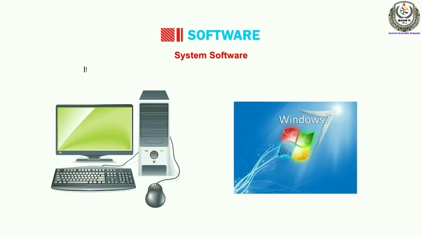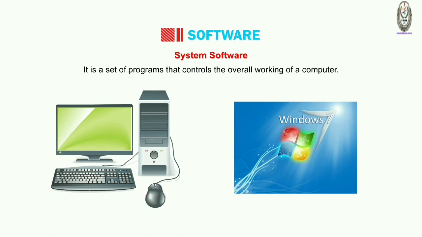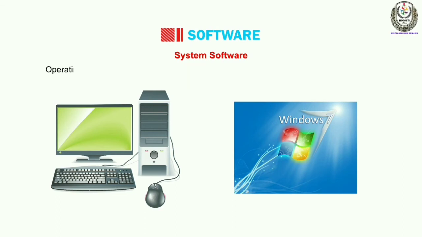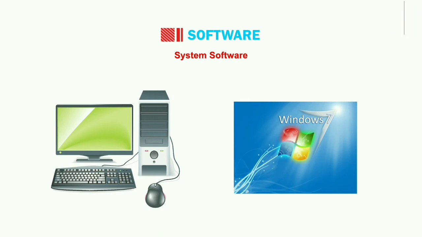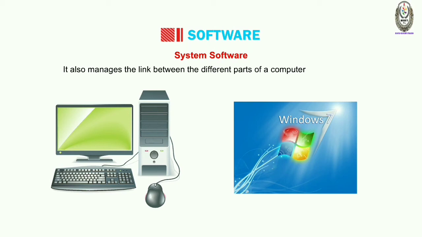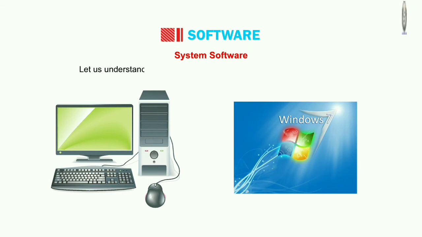Let us find out what a system software is. System software is a set of programs that controls the overall working of a computer. Operating system is a part of system software that makes a computer run. It also manages all the input and output operation. It manages the link between the different parts of the computer and the user. Let us understand the operating system with the help of given example.